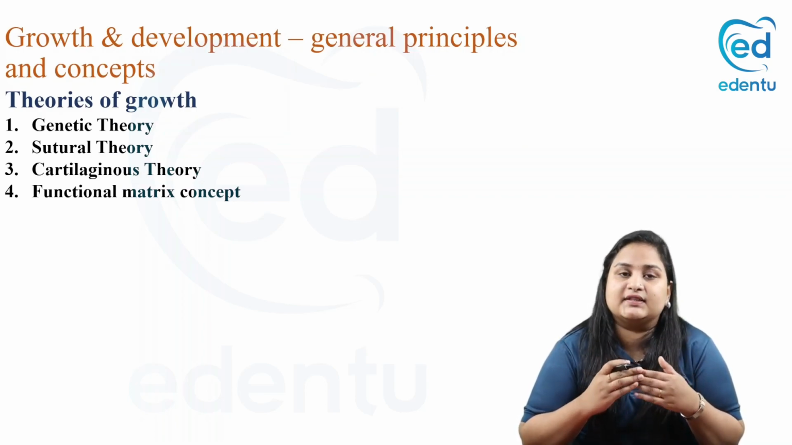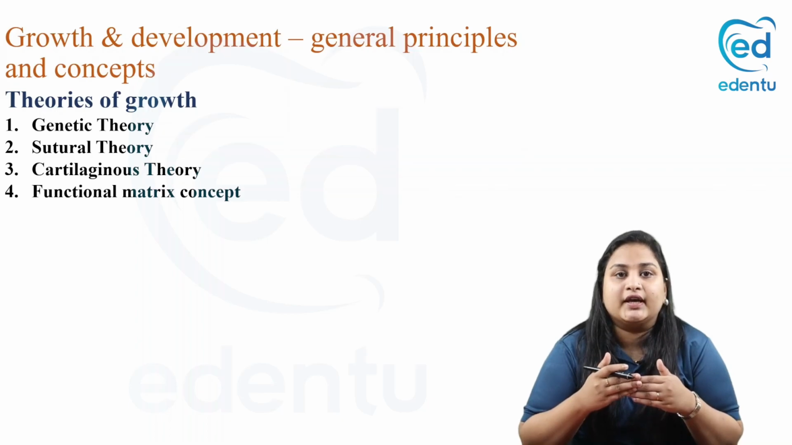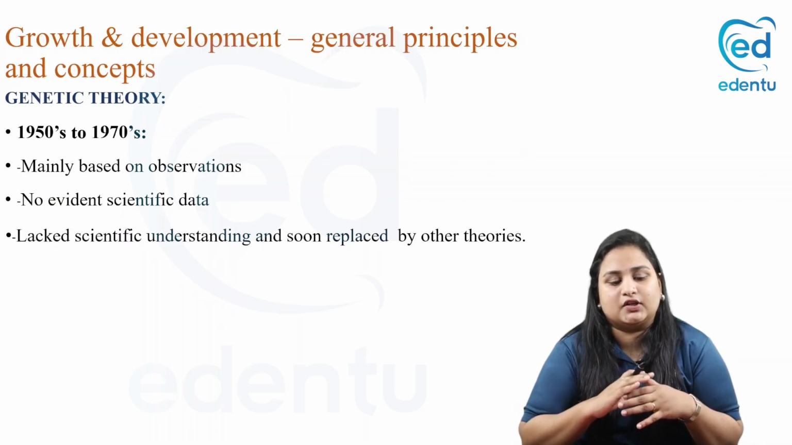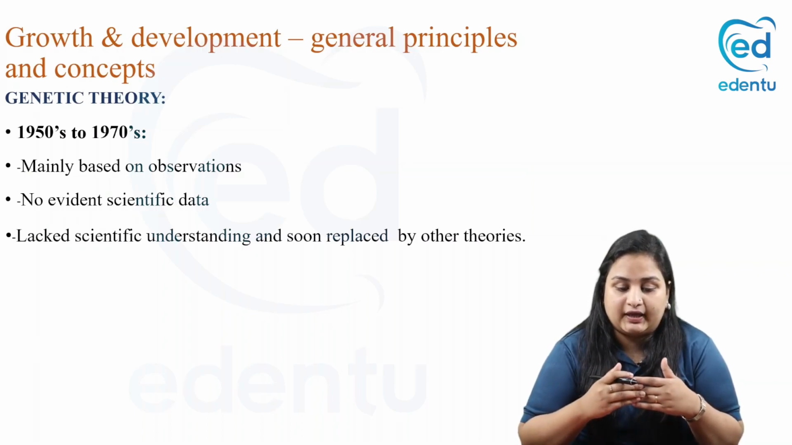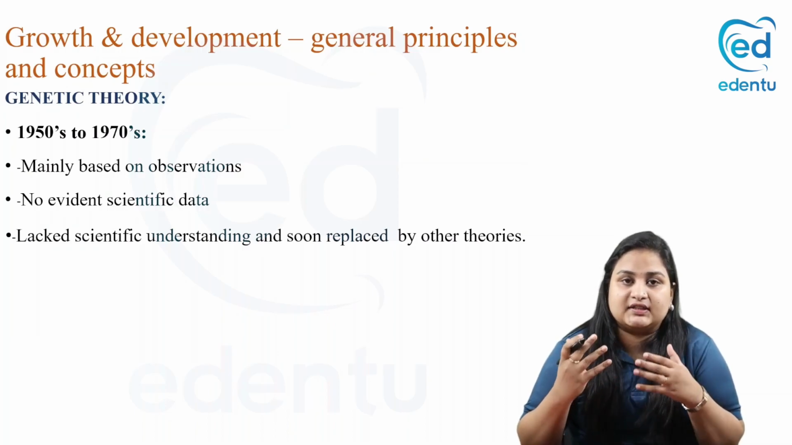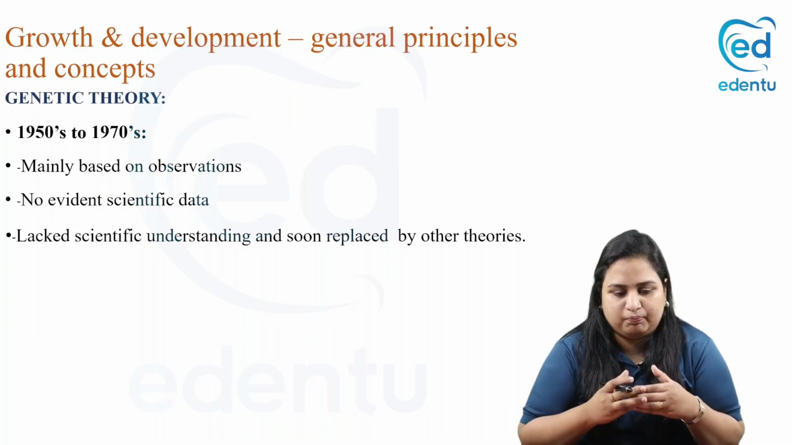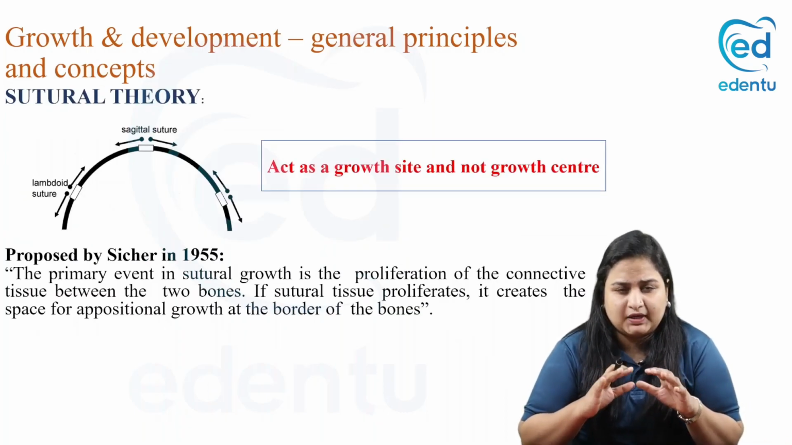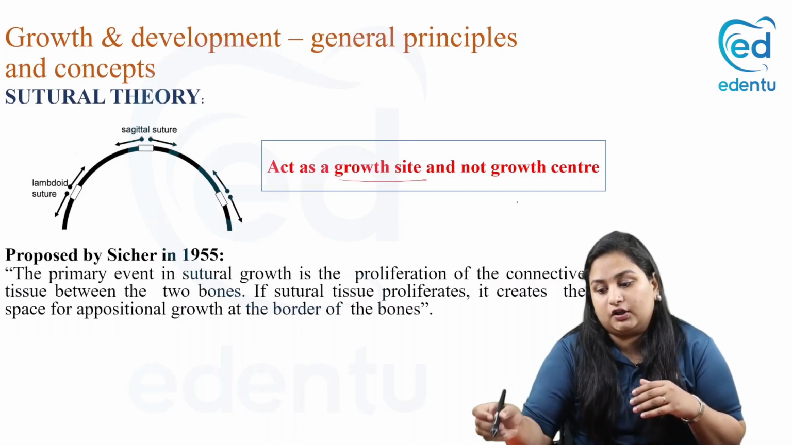Now, slowly we move on to the various theories of growth postulated by various people. Mainly we focus on four, which are mainly asked in exams: the genetic theory, the sutural theory, the cartilaginous theory, and the functional matrix concept. The earliest is the genetic theory, proposed in the 1950s to 1970s, based more on observational data, in which hereditary or family history was given a lot of importance. Moving on, we came across the sutural theory, which was much more scientifically explained, in which the growth site played an important role and not the growth center.